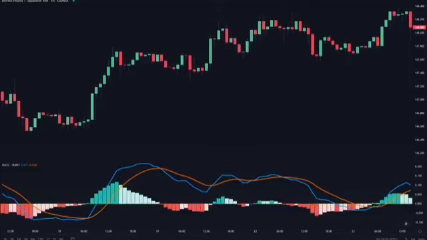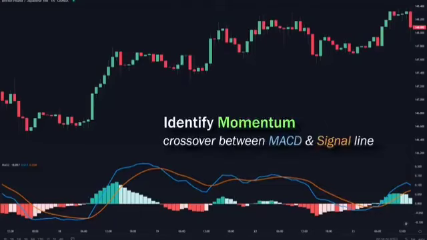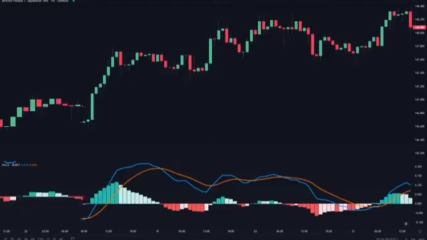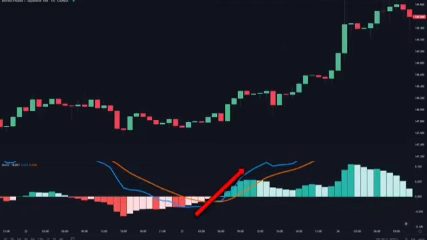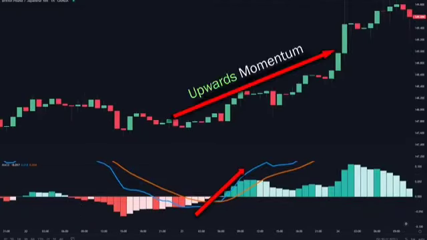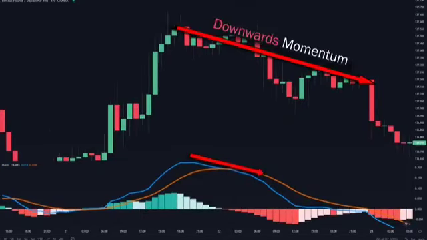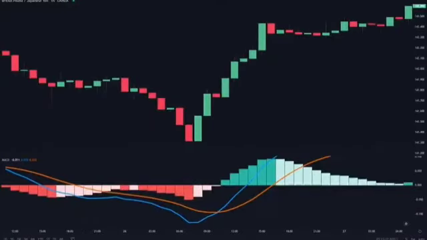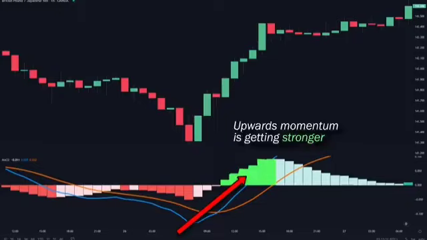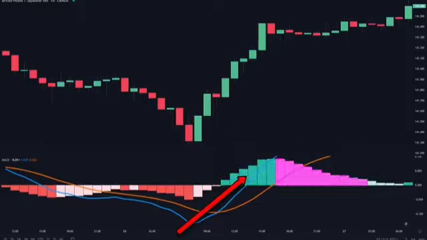Now, the way traders utilize this indicator to identify momentum is by looking at the crossover between the MACD line and the signal line. Let me show you an example. If the MACD line crosses above the signal line, it indicates that the market is on an upwards momentum. And if it crosses below, it indicates that the market is on a downwards momentum. Traders can also utilize the size of the histogram to determine the strength of the momentum itself. If the MACD crosses above the signal line while the histogram is getting larger, it shows us that the upwards momentum is getting stronger. Similarly, if the histogram is getting smaller in size, it indicates that the upwards momentum is getting weaker.